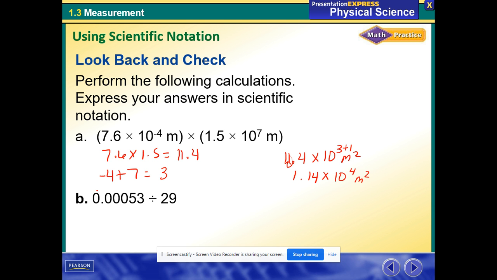Down here, this is regular division over here. So if we're doing this, you can put this in the calculator as 0.00053 divided by 29, and you're going to get hopefully the answer on your calculator as 1.827586 e to the negative 5. If you ever see this on a calculator, this e means the same thing as saying 1.827586 times 10 to the negative 5. So that e just means that it's an exponent on a calculator.